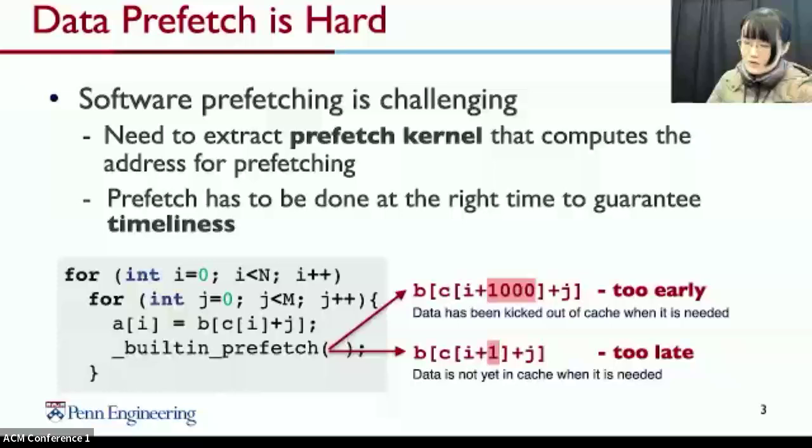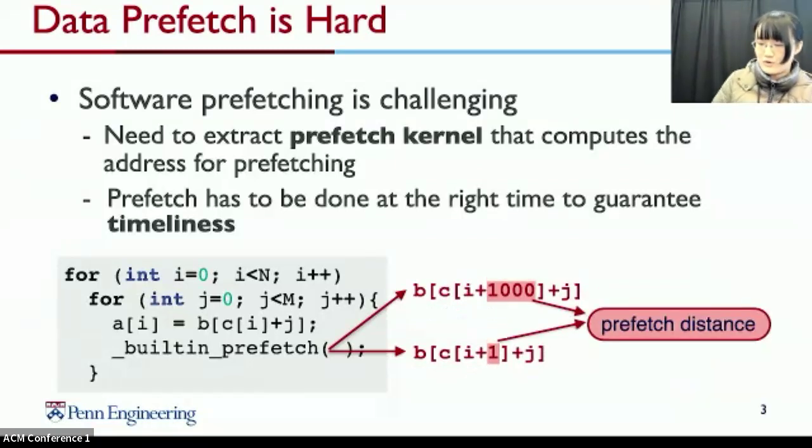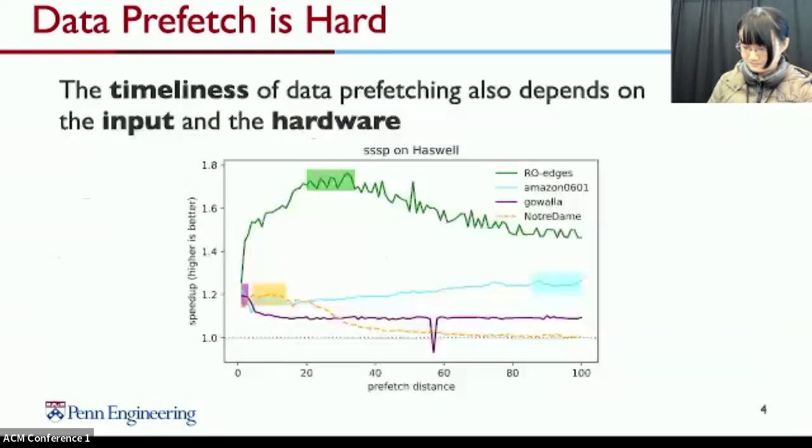For the former case, we might prefetch too early, because by the time we really need the data, it might have already been kicked out of the data cache. For the latter case, we might prefetch too late, because when we need the data, it might not have been brought to the data cache. So here, the number 1001 denotes the prefetch distance, and this prefetch distance reflects the degree of timeliness for data prefetching. We want the optimal prefetch distance because it can guarantee the prefetch to be neither too early nor too late.